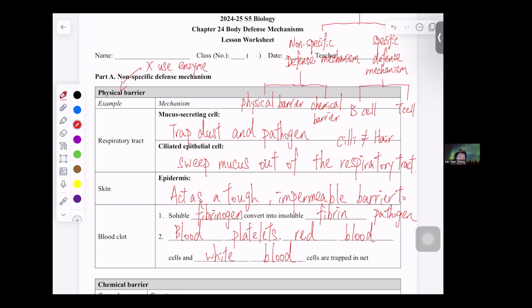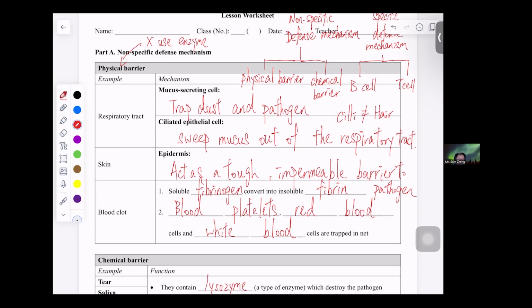Okay. Then we have the third one, which is our blood clot. Once we have a cut, the soluble fibrinogen will convert into insoluble fibrin. Therefore, our blood platelets, red blood cells, and also our white blood cells will be trapped in this fibrin. In this case, these cuts no longer let the pathogens get into our body.